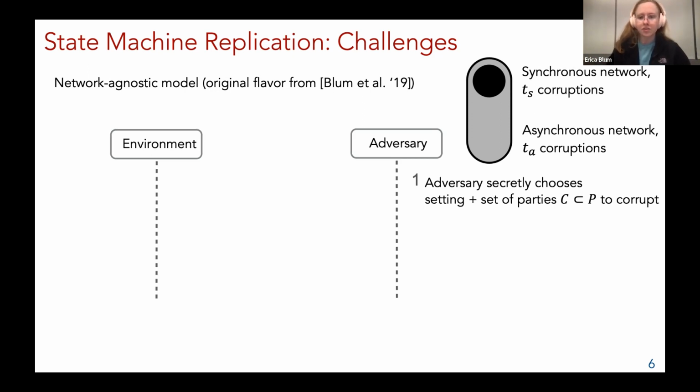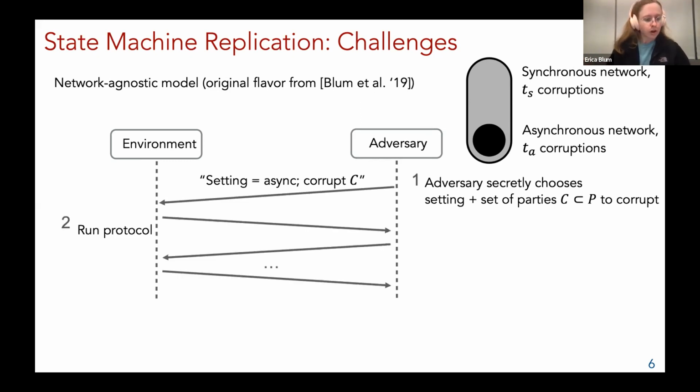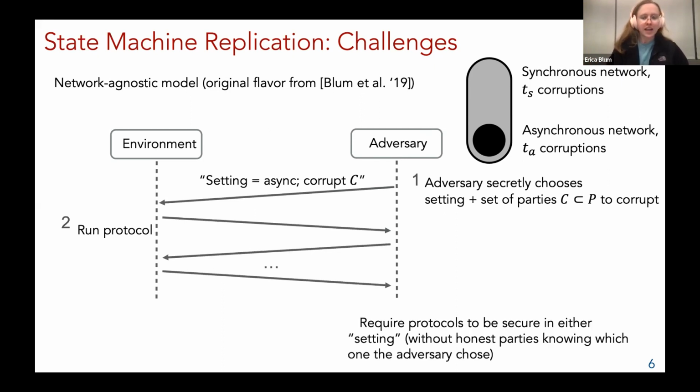And since we're in the static world, a set of parties that they want to corrupt. Let's say that they choose the asynchronous network. So they tell the environment, these are my choices for this execution, and then they just run the protocol as normal. Our security definition requires that the adversary can't break security, even if the honest parties don't know which mode they're in.